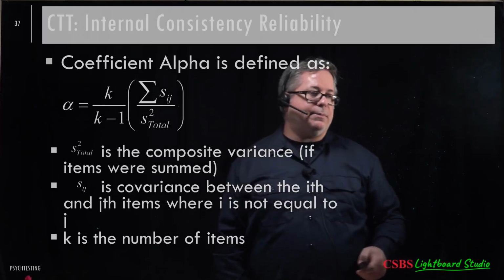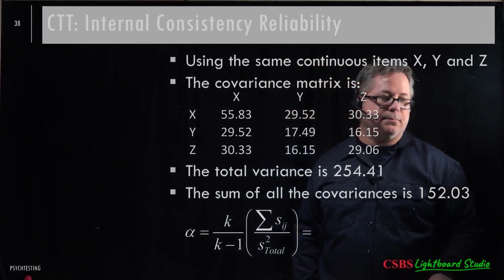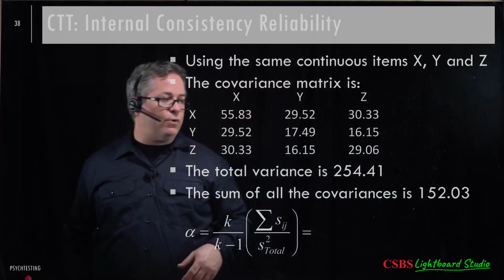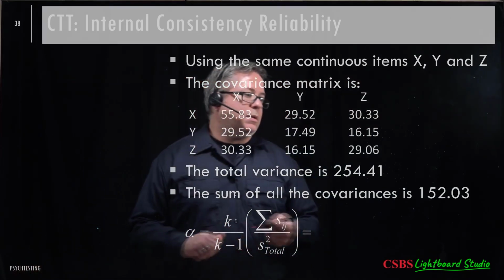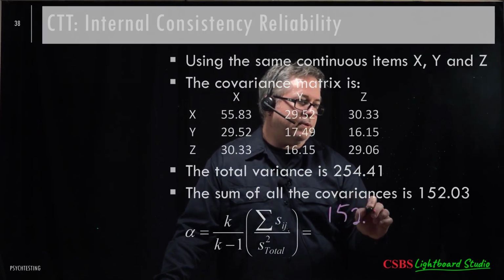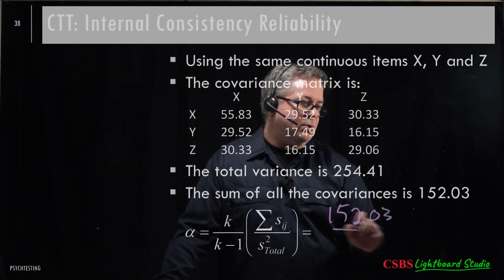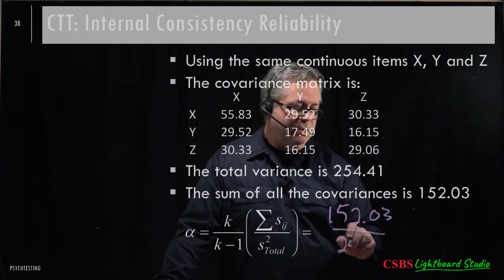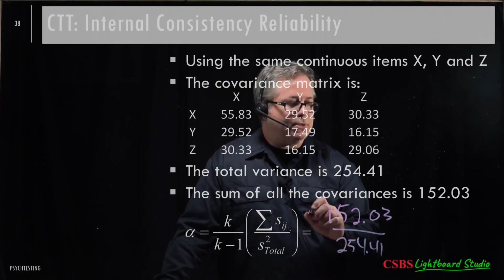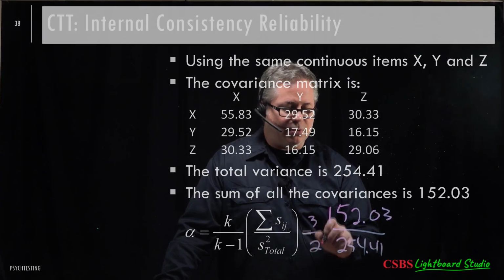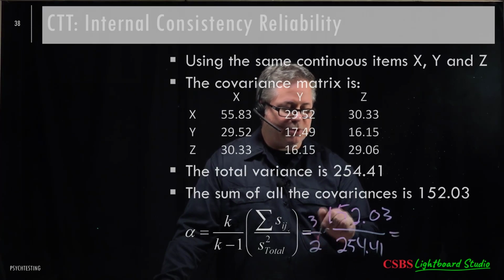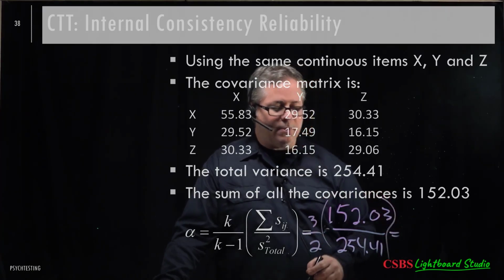So let's look at that in action here. The total variance is 254.41. The sum of all the covariances is 152.03. This is the total of 254.41. And there are only 3 items, so it's going to be 3 over 2. Gives me what? That's 3 over 2 times that.